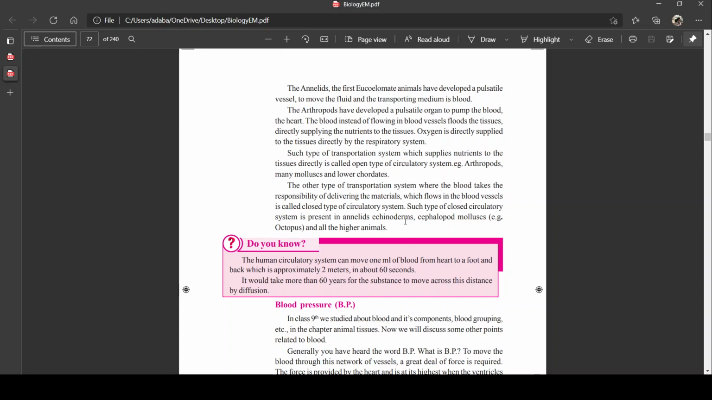In all the higher animals, the closed circulatory system is developed. In closed circulatory system, the blood vessels are developed. The blood flows through the blood vessels only. The blood carries the materials to the tissues through the blood vessels only. So it is called closed circulatory system or transportation system.